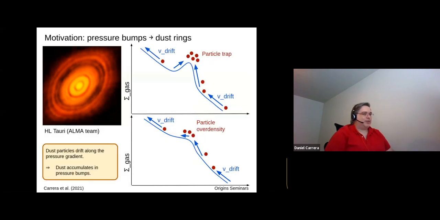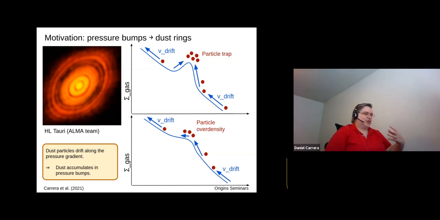And what I'm thinking about is I want to form planets. I want to see whether these rings can be the site for planet formation. So I want to think about how these rings work. These rings point to the presence of axisymmetric pressure bumps.